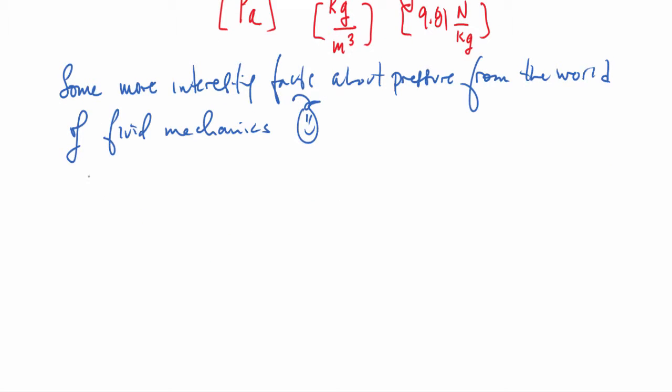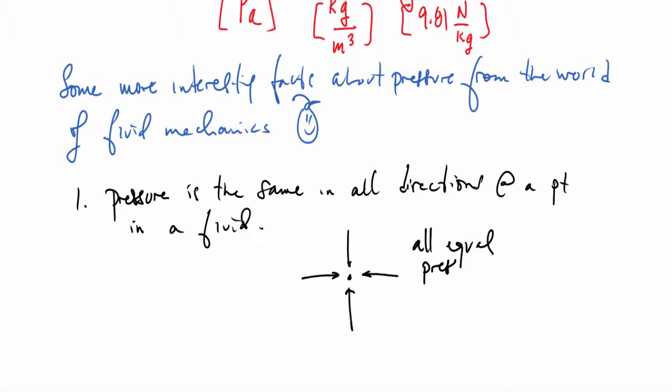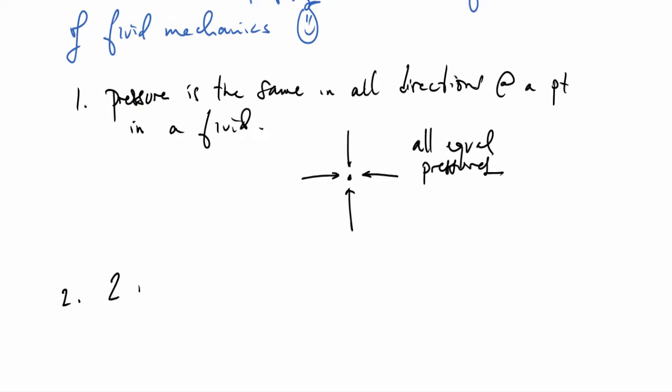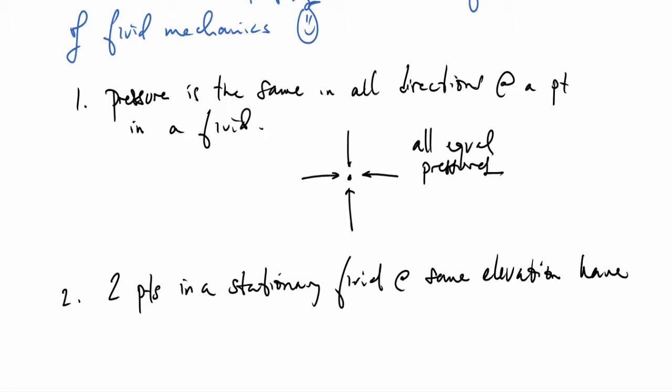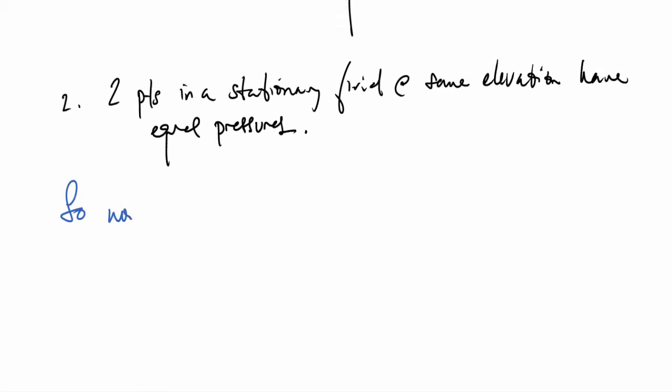The pressure is the same in all directions at a point in a fluid. So at a point in a fluid, the pressure left, right, top, bottom, front, back are all equal. The second interesting point about fluid mechanics is that two points in a stationary fluid at the same elevation have equal pressures. This comes from Bernoulli's principle and will be very useful to us as we explore the measurement of gas pressure.